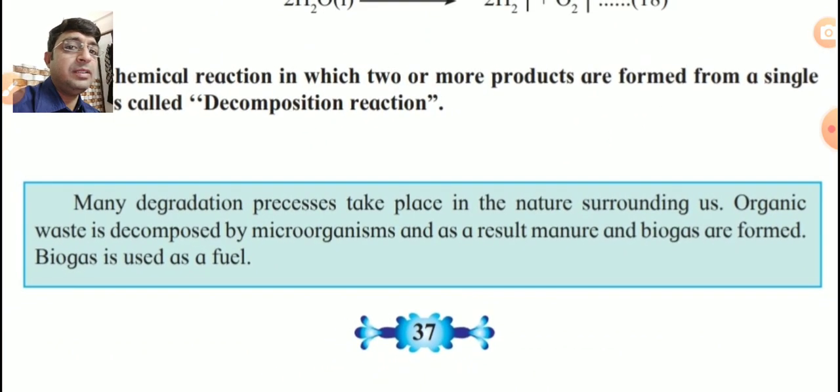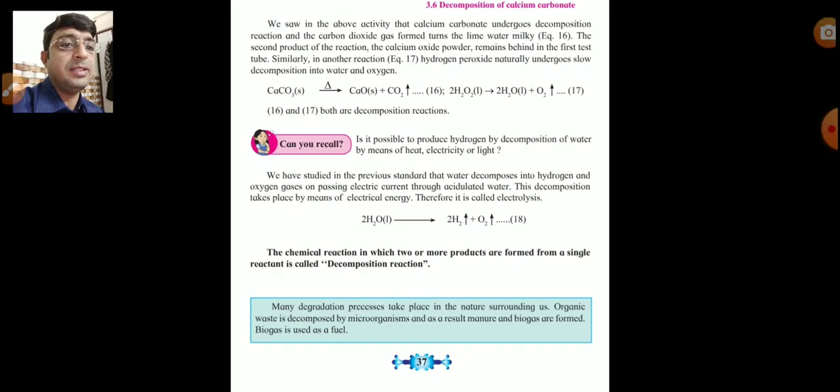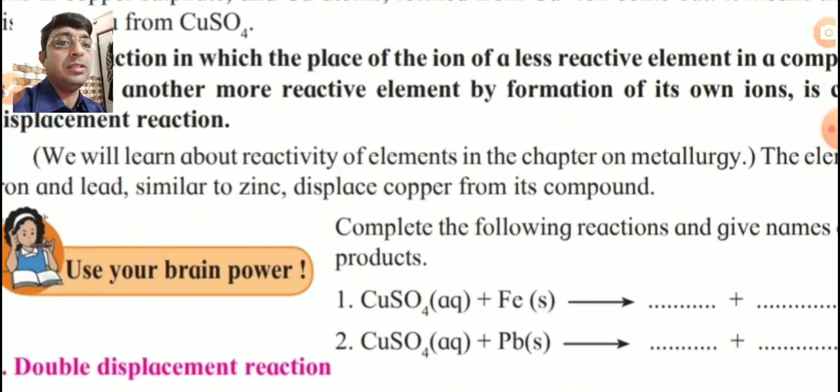What is given here in this green box? Many degradation processes take place in nature surrounding us. Organic waste is decomposed by microorganisms, and as a result manure and biogas are formed. Biogas is used as a fuel. This is the second type of reaction. Now check the third.